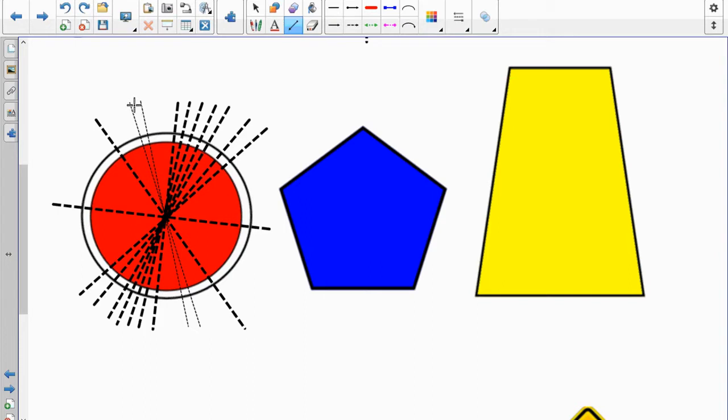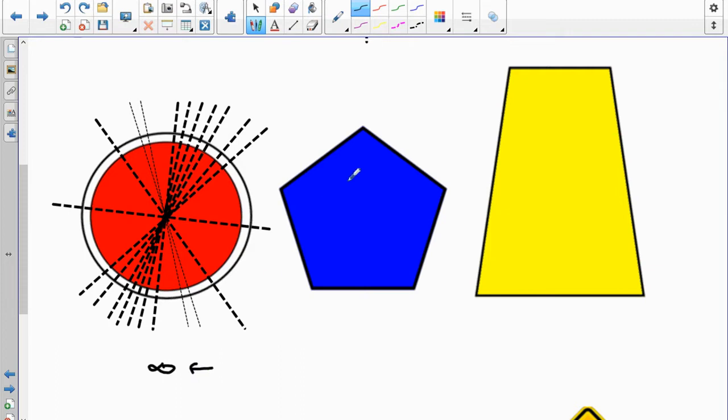I could make this such a small line that I could put in hundreds and hundreds of these lines of symmetry. Because this has an infinite amount of possibilities, this one has an infinite number of lines of symmetry. That's the infinite symbol right there.